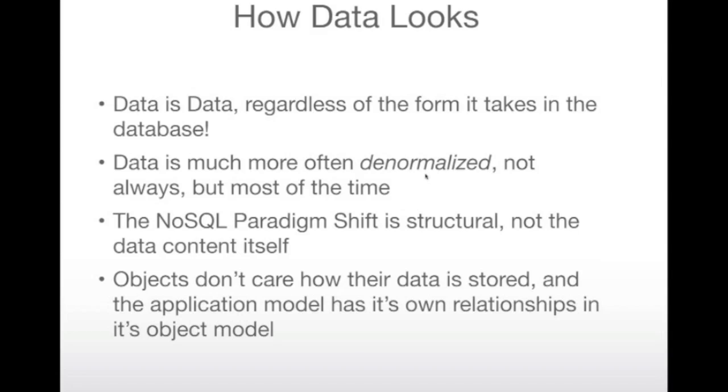So the NoSQL paradigm shift is structural. It's not the data itself. So you're still storing the same data. And I like to say that objects don't care how their data is stored. You're decoupling that from your objects. And your application model has its own object model, its own relationships. So this is a helpful tip to move from a relational system to Couchbase NoSQL document-based: data is data no matter how it's stored, and if you can decouple that in your mind and learn how to use more denormalized forms of data, it's very cool and awesome. You can develop applications so much faster.